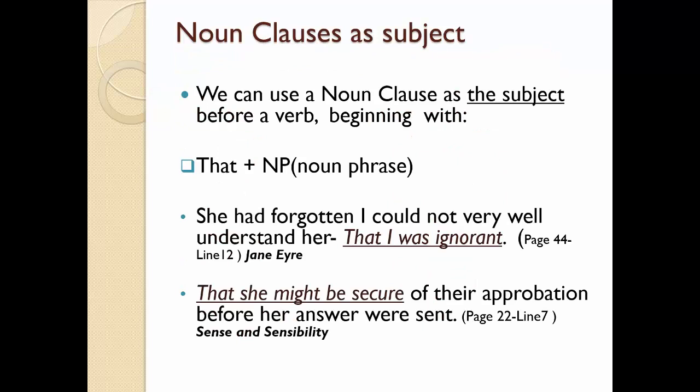Noun clauses as subject. You know that the subject is who or what the verb does. And we can use the noun clause as the subject before a verb.